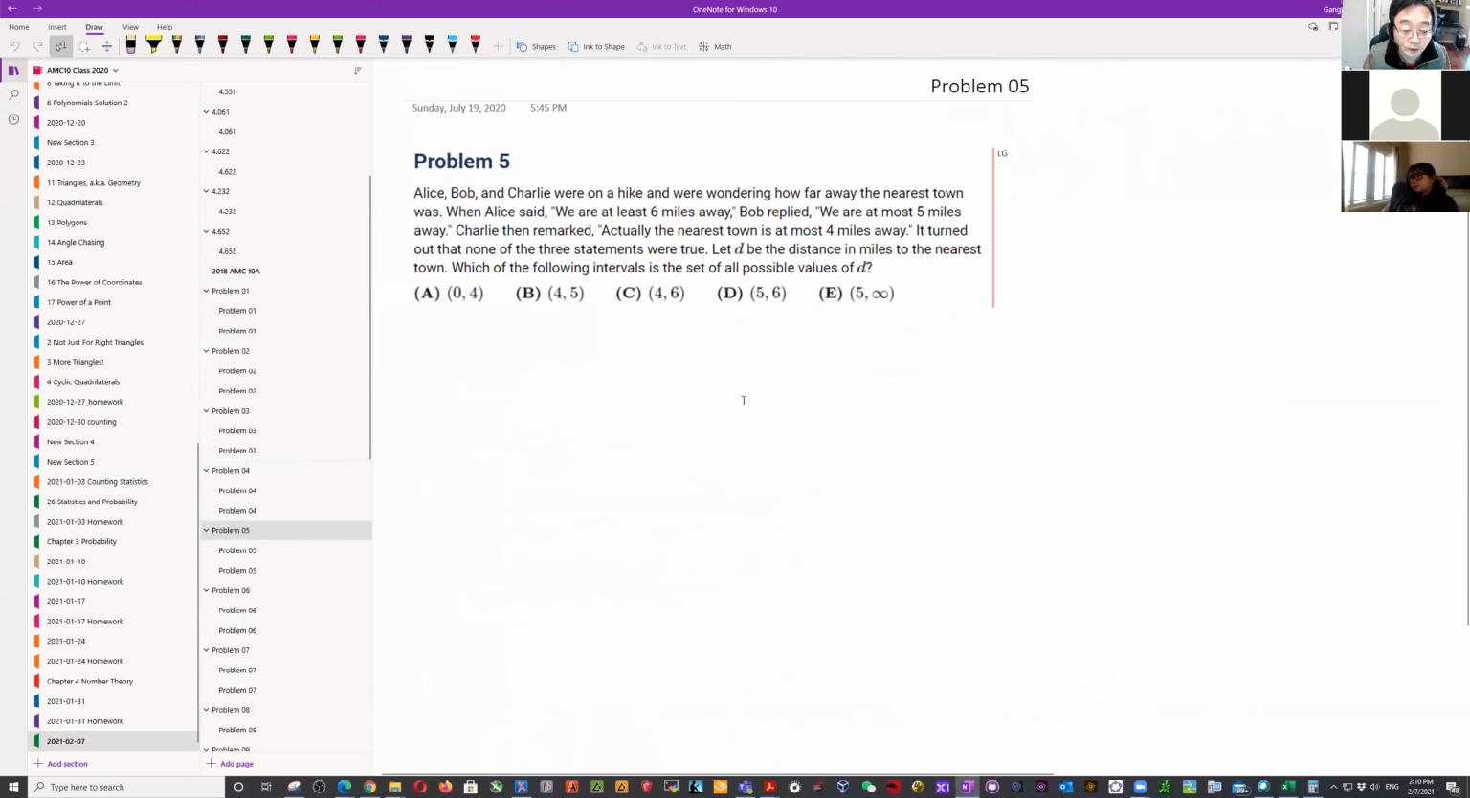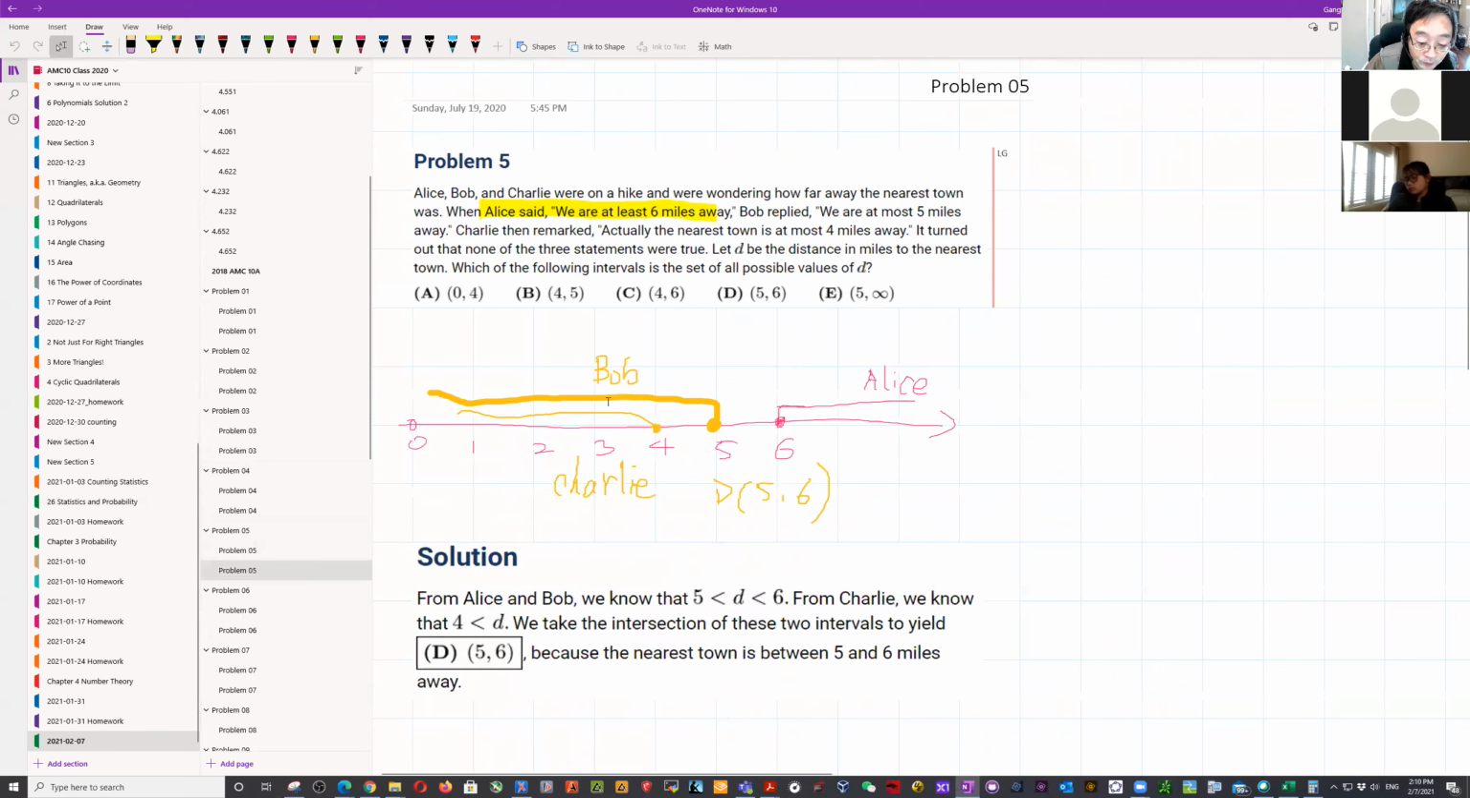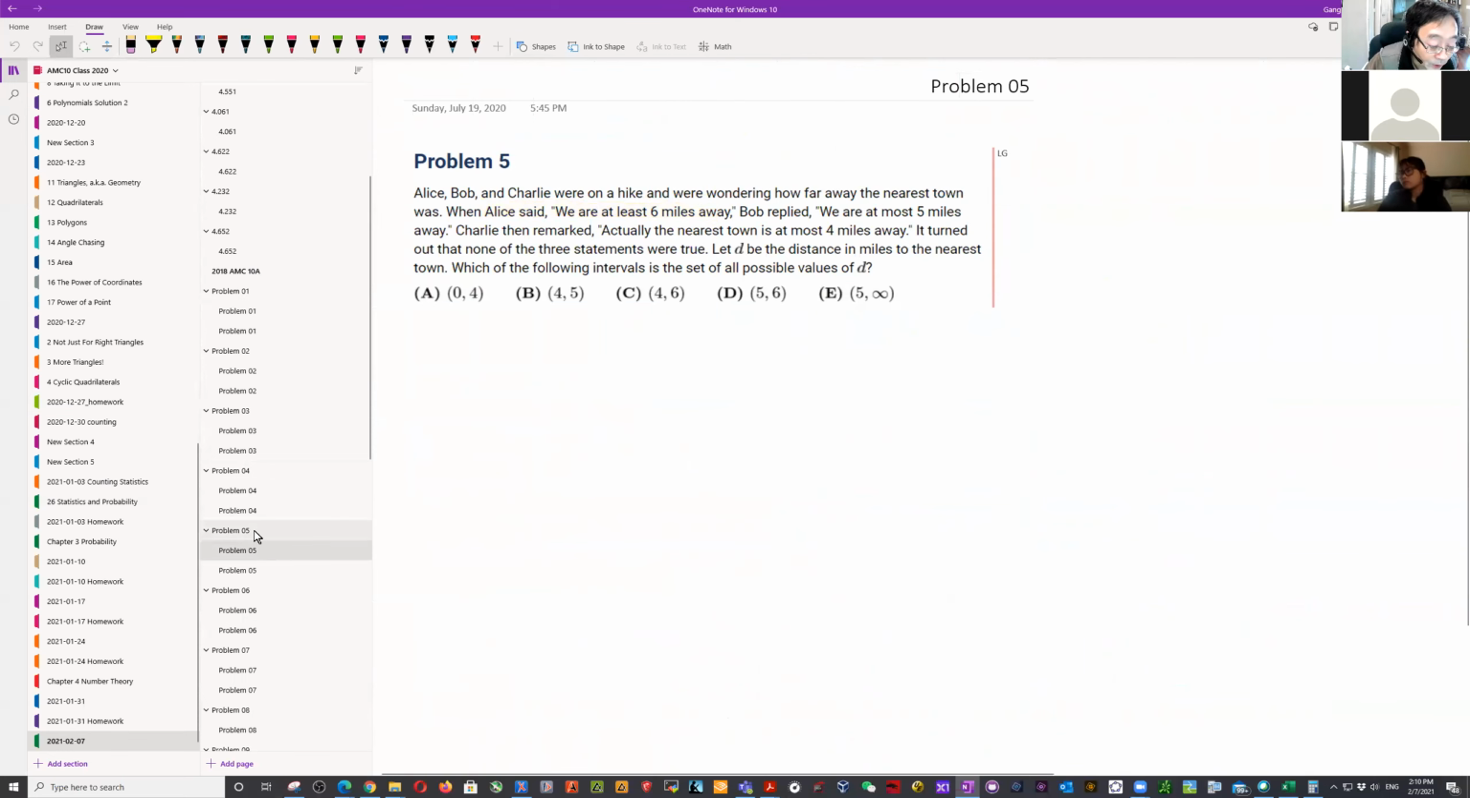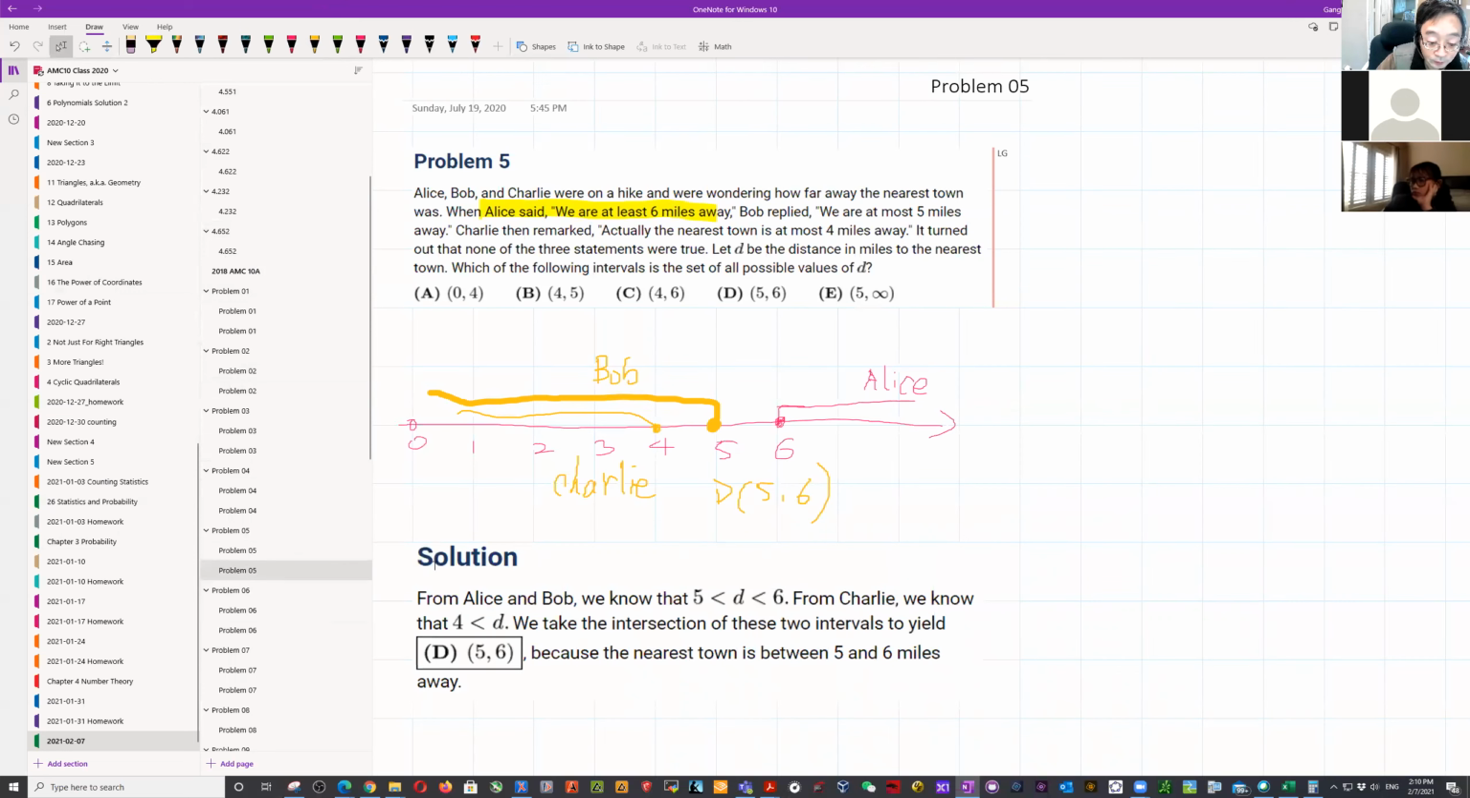Okay, so let's try to deal with this. Let me see how I did this problem. I actually did all those problems. Yeah, so this problem, I think the easiest way is to use the number line. Because I don't have too much time, I will just show what I have done.